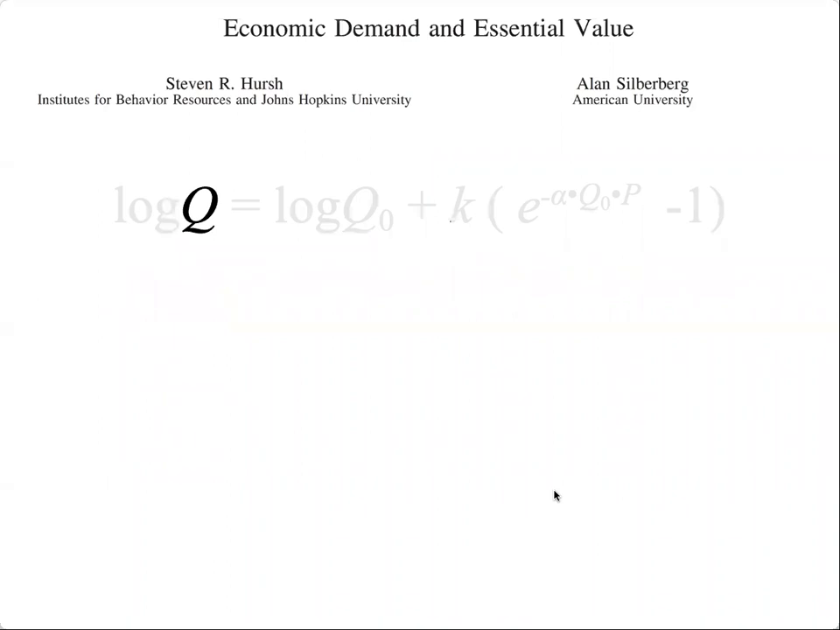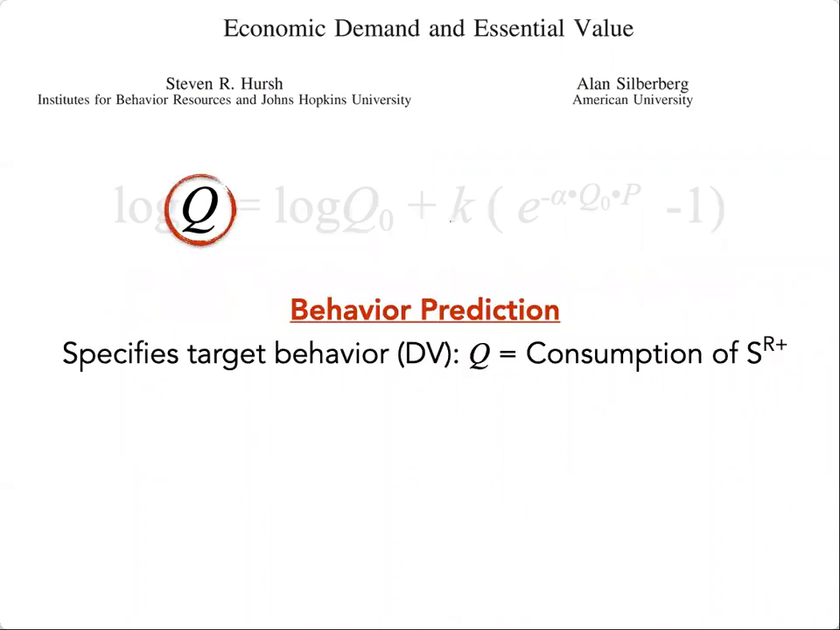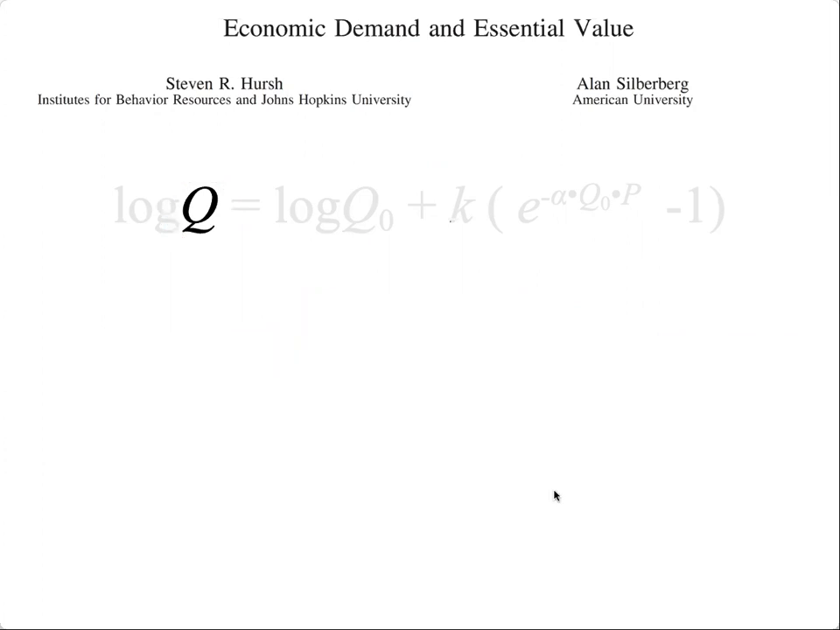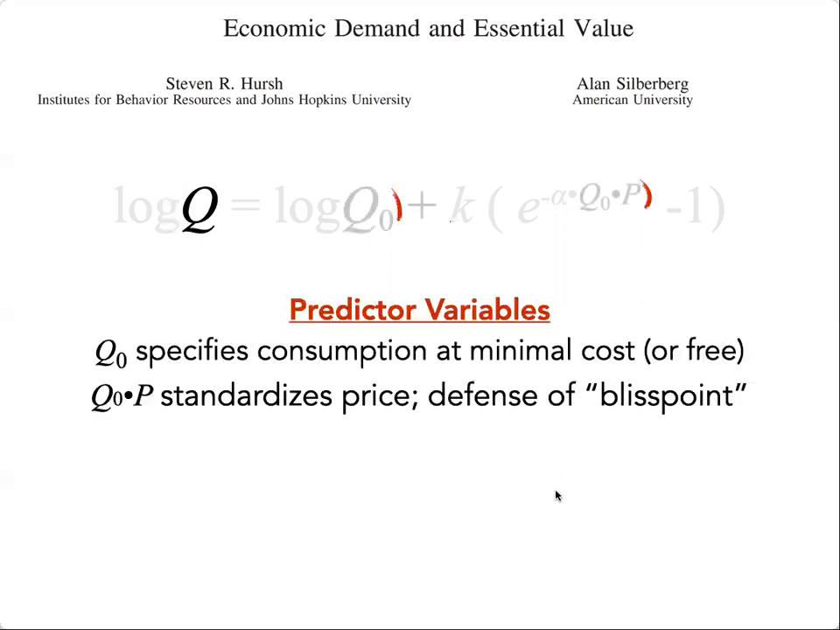So when I say that there's a behavior prediction, I'm talking about Q. And Q is simply consumption of reinforcers. So that is the target behavior of any demand analysis, Q. Moving along, we have some predictor variables that we have to plug into this equation. What you'll see on the right are things that we use to create a constant or to help standardize the curve a little bit for our participant.